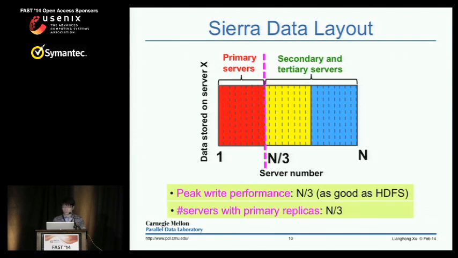The other property we are particularly interested in is the number of servers containing primary replicas. This property is important because servers with no primary replicas can be deactivated immediately without any cleanup work. For Sierra, this number is n divided by 3. However, only being able to shrink to 1/3 of the cluster size is not quite satisfying, especially when workload is low.